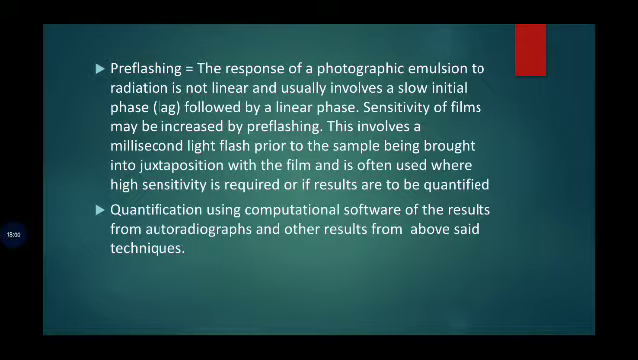In pre-flashing, the response of the photographic emulsion to radiation is not linear. Initially the results are seen in a lag phase, which is slow in nature, followed by a linear phase in which the normal results are seen. The sensitivity of the film can be increased by pre-flashing, in which a flash of light lasting milliseconds is exposed to the film before the sample is brought into juxtaposition with it, and this is often used where high sensitivity is required or results are to be quantified.